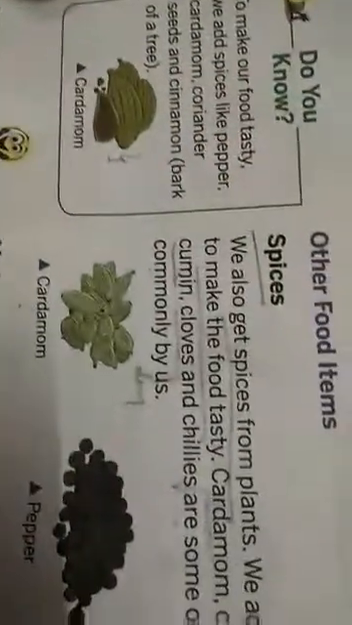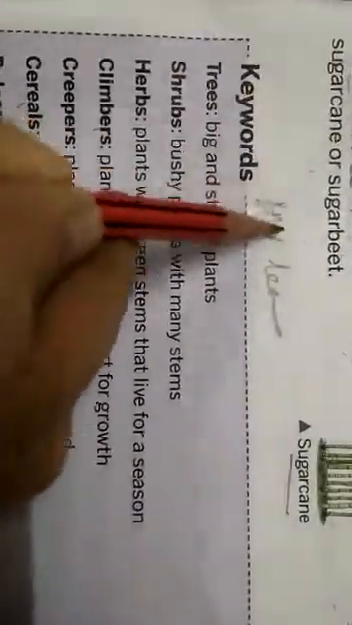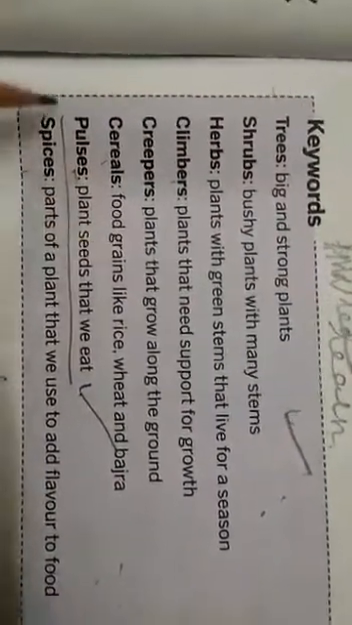So you learn all the spices names, nuts names, medicine from the plants, tea, coffee, and cocoa plants, sugar and jaggery from the plant. Yes, you have to learn all this. Learn all these keywords. This is your homework. You learn all the keywords: trees, herbs, shrubs, climbers, creepers, cereal, pulses, spices. You will learn all this.